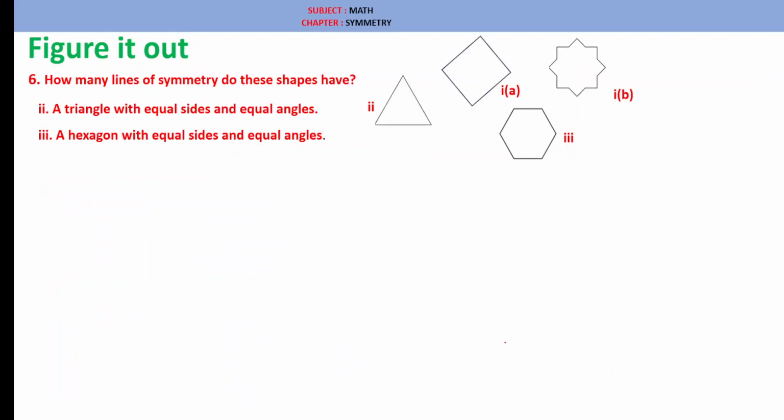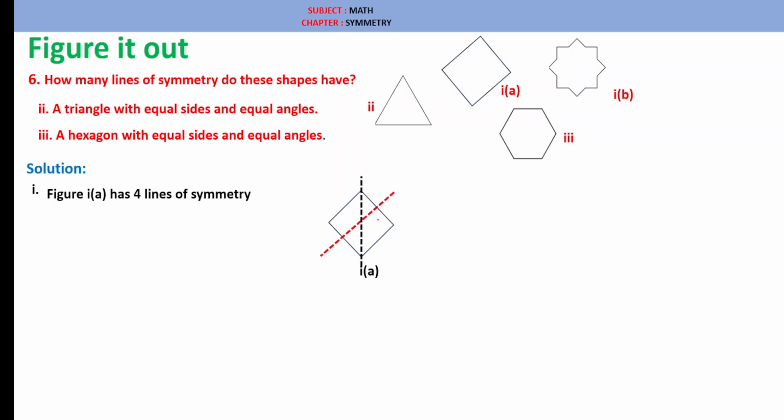Question number 6. How many lines of symmetry do these shapes have? In subsection 2, a triangle with equal sides and equal angles. Subsection 3, a hexagon with equal sides and equal angles. First let us see 6, 1a. See, figure 1, this 1a has 4 lines of symmetry. Line 1, line 2, line 3, line 4.